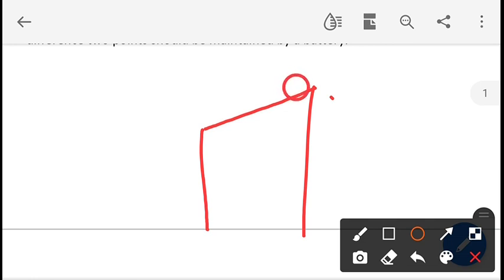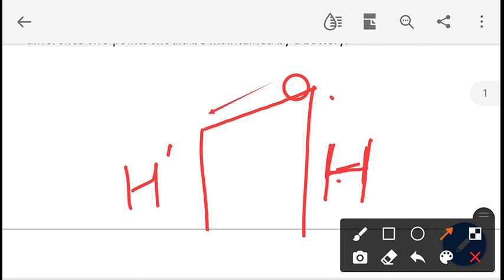Again I am telling you, don't worry. This is a ball. This is height H. This is height H dash. The H is greater than H dash. You can see H is greater than H dash, and the ball will move in this direction. So what it is showing is that height is the condition deciding the rolling of the ball from a higher place to a lower place.